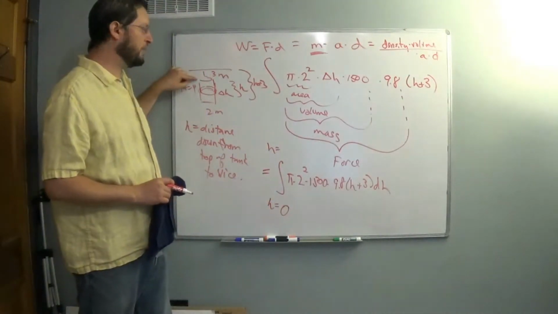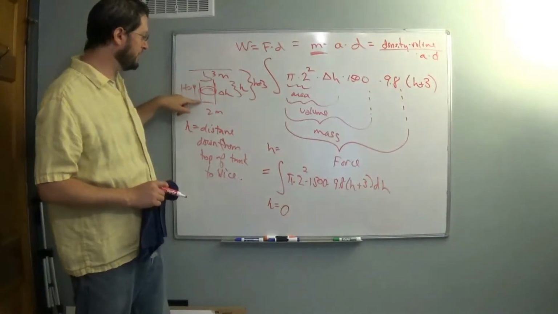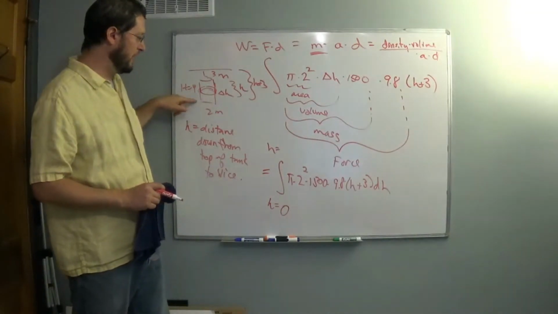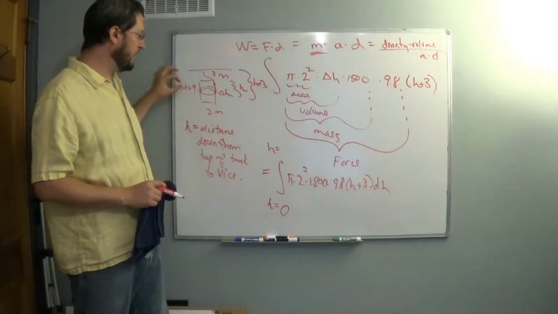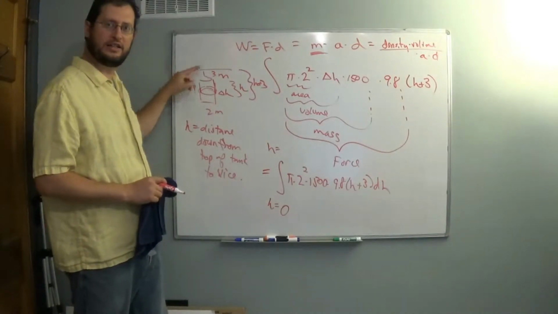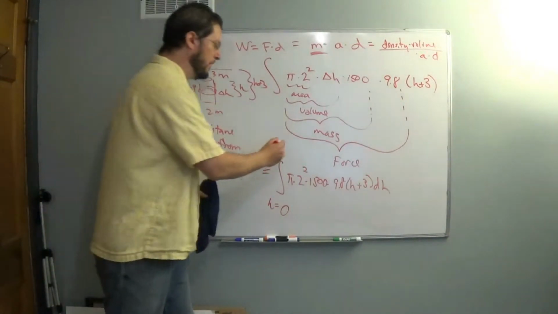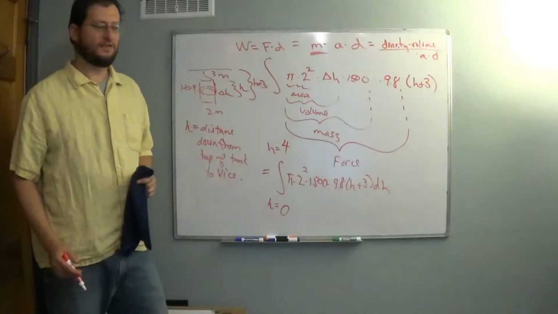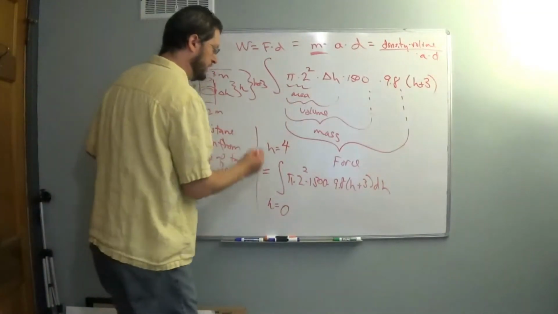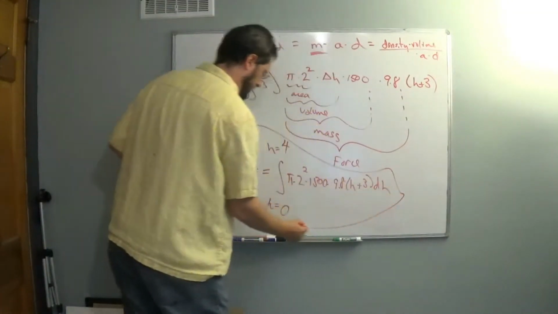What is the h value at the last slice? The last slice is way down here. h is the distance from the top of the tank, which is the height of the tank. In this case, that's 4. So my final h value is 4. And this is the answer.